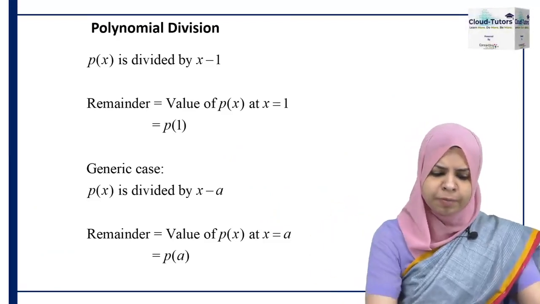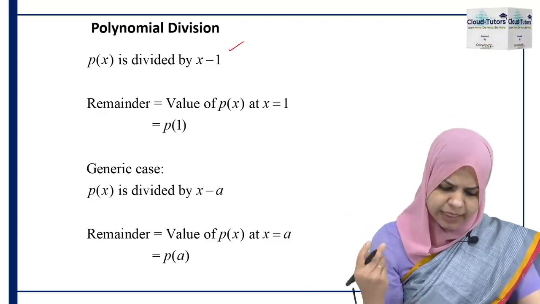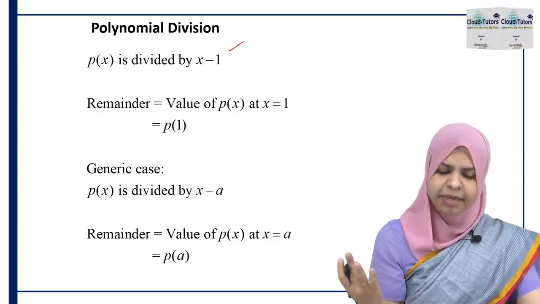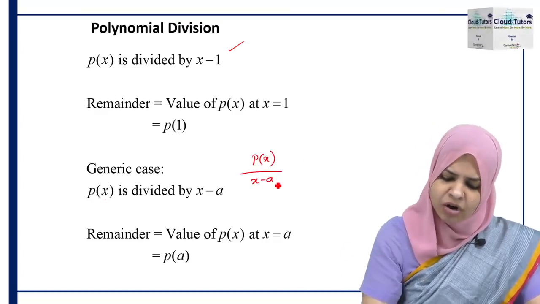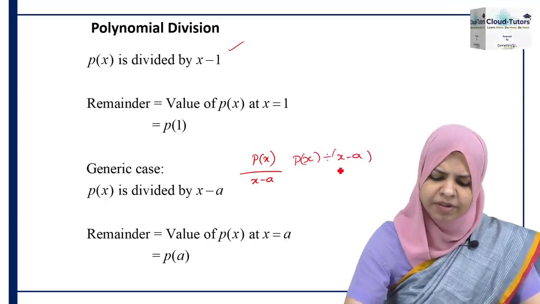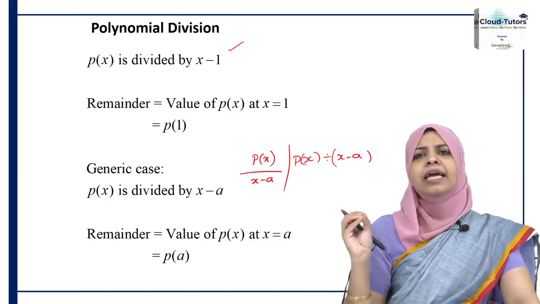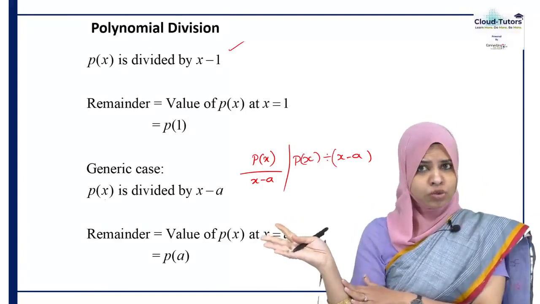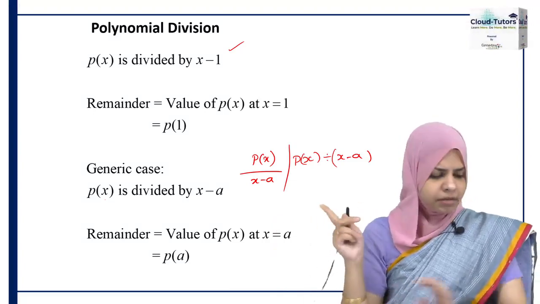So p of x divided by x minus 1. This is my g of x. This is just a generic way. If I say p of x is divided by x minus a, whichever way you want to denote it, then what are you doing? You are basically equating g of x to 0, then x becomes a. So p of a is your remainder.